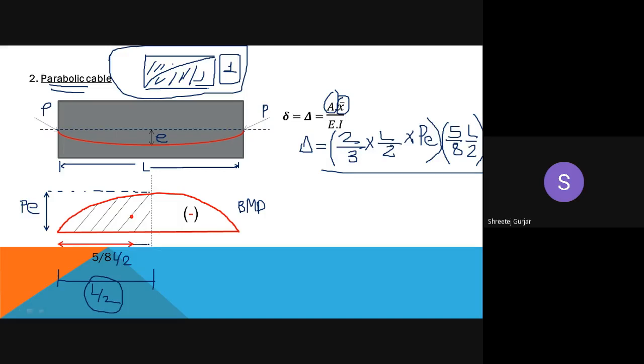What is this distance now? This is the remaining distance, that is 3 by 8. 5 by 8 is this part and 3 by 8 is this part, divided by I. Now, can you please simplify and tell me the final answer? Something into PE into L by I. There is some fractional number over here. How much is that? 2/3.